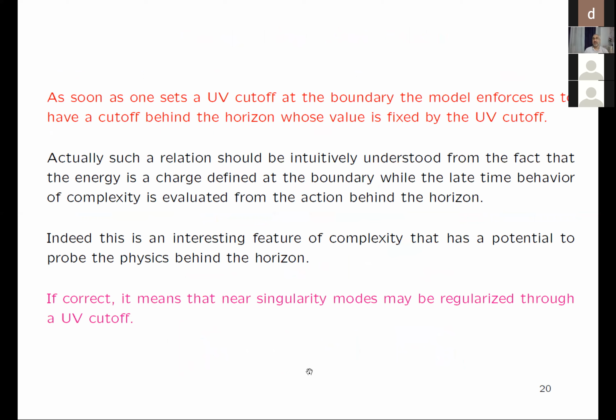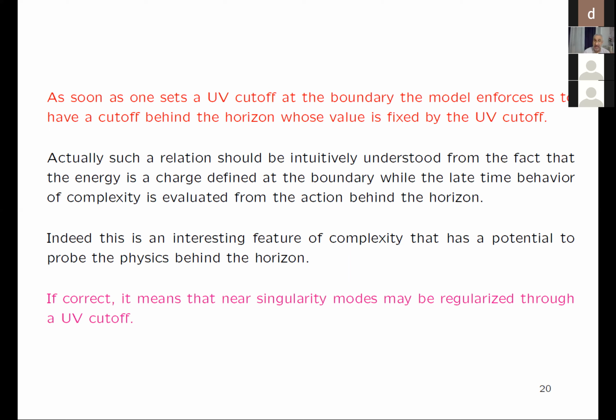And this is the conclusion for this part of the computation. As soon as one sets a UV cutoff at the boundary, the model itself forces us to have a cutoff beyond the horizon whose value is fixed by the UV cutoff. Actually, such a relation should be intuitively understood from the fact that the energy is a charge defined at the boundary, while the late time behavior of complexity is evaluated from the action entirely computed beyond the horizon. And it is an interesting feature of complexity that it has the potential to probe the physics beyond the horizon.